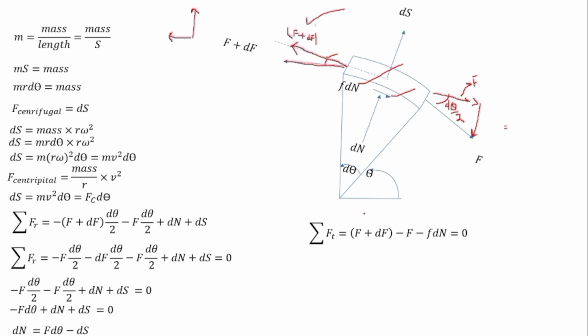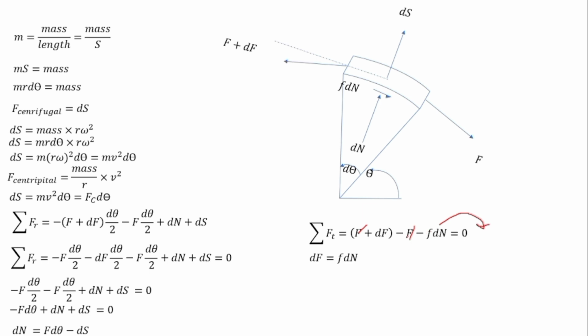So this force is in the positive direction and this force in the negative direction, and similarly this force in the negative direction. This F and this F will cancel out each other. Bring this onto the other side of the equality. It is going to give you dF is equal to F dN. Now put the value of dN from this equation over here. That is going to give you this.